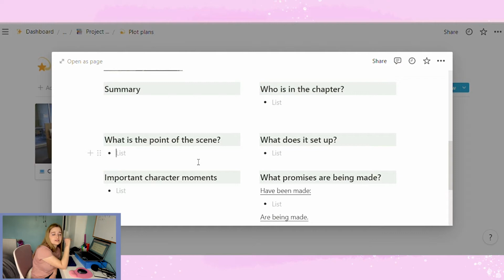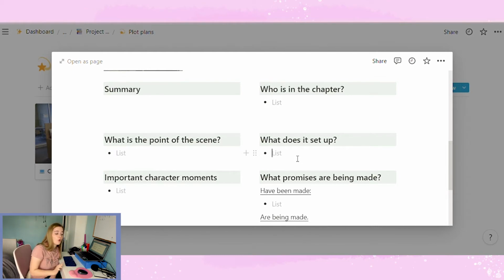What is the point of the scene? The amount of times when I was writing in the early days, I would just write a scene and then go, well, yeah, it needs to be there for character moments, but there actually was no point to it. It didn't hold any weight, it didn't really do anything, and it really was just a use of words. This is, again, another good question that will help you think about what is going on.